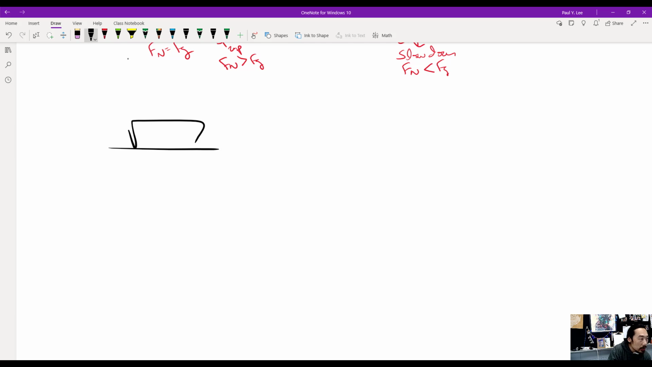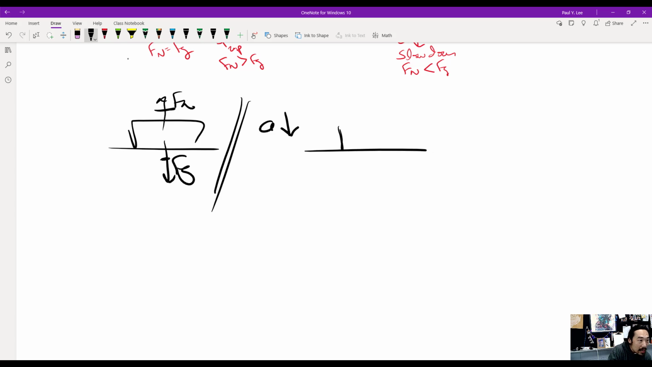Okay, so initially our F_g and our F_n are identical. All right, we push the button and we're going to go down to the bottom floor. So in that case, our acceleration is going down. And what that means is that your F_n has to be smaller than your F_g, that way our net acceleration is pointing down.